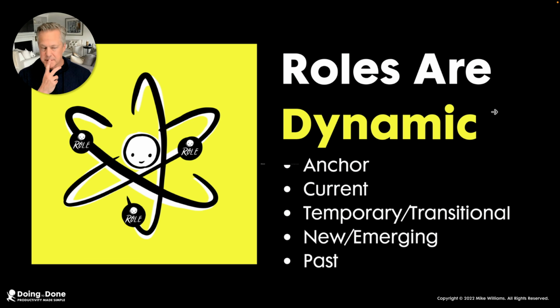Now, roles are dynamic. We have different roles in our lives, and here are the 5 main types. You have an anchor role. That's something I would call the me role: my mind, body, and spirit. Something's got to hold that, and it doesn't shift over time because no matter where I go, I'm always there, me.